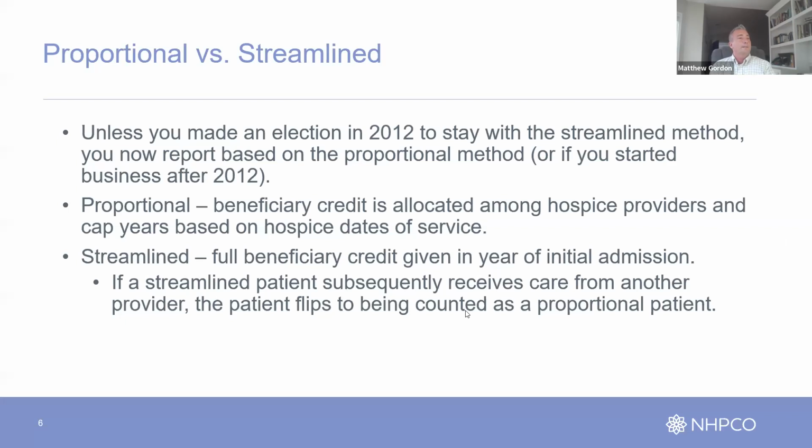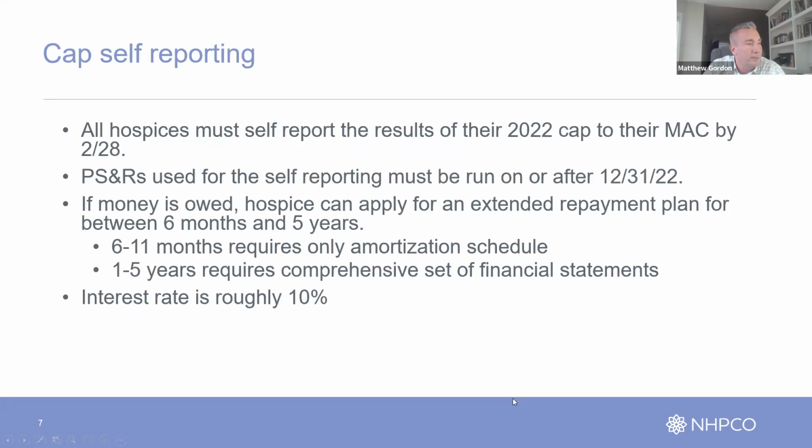Next slide. Self-reporting is where we are right now. Between January 1st and February 28th of each year, all hospices do the self-reporting for the prior completed CAP year. And we're talking about the 2022 CAP year, which closed on September 30th, 2022. So they give you a 3-month lag to wait until you self-report to make sure all the claims are through the system.